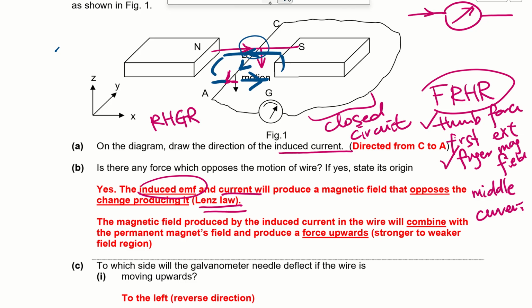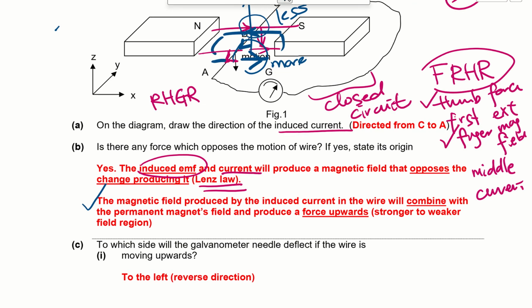At the bottom, because the external magnetic field is in the same direction, they actually reinforce one another. The magnetic force is from more magnetic field to less magnetic field, so the force is upwards, which opposes the direction of the applied force. So this is what it means: the magnetic field produced by the induced current, for which we use the right hand grip rule to determine the direction. Looking at it from this side, I would see the current coming out of the page.